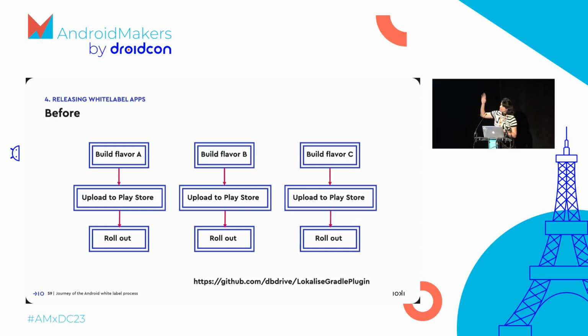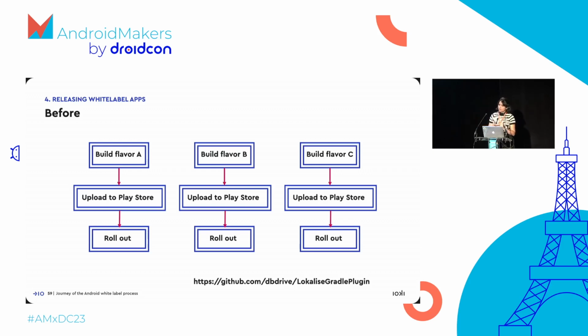We have Localize somewhere in there. While building, Localize downloads the specific locale that we gave in the app configuration, and then bundles it together with the flavor, and then uploads to the Play Store and rolls it out.